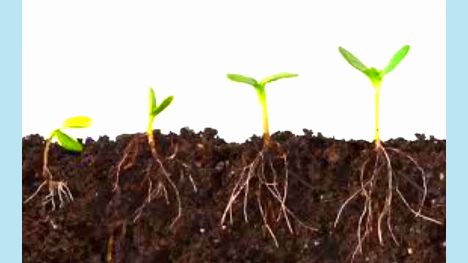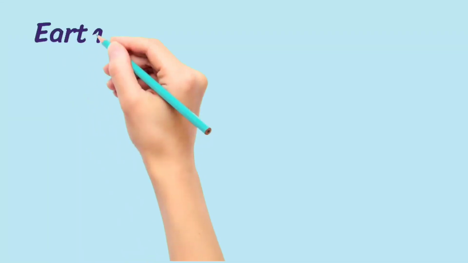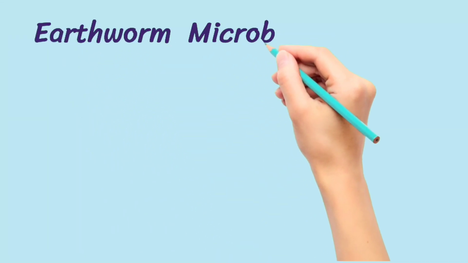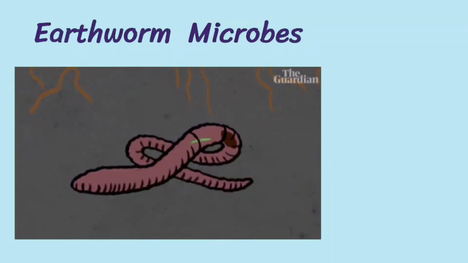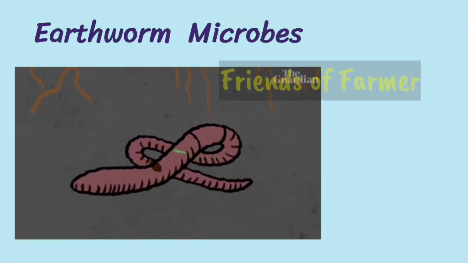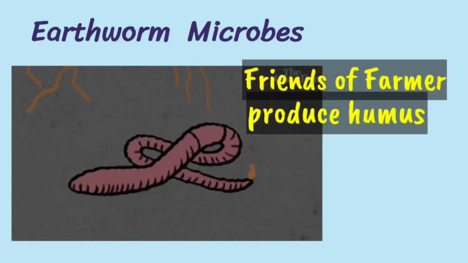They need soft soil or loosened soil to penetrate inside the soil. The loosened soil helps in the growth of earthworms and microbes present in the soil. These organisms are friends of the farmer since they further turn and loosen the soil and add humus to it.